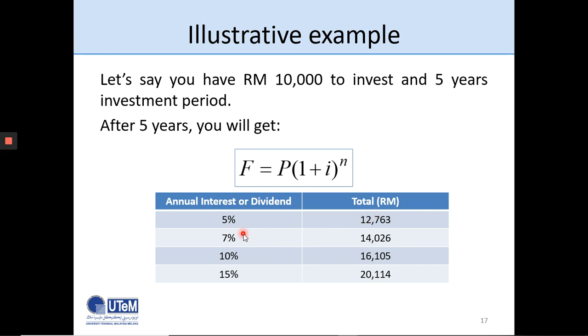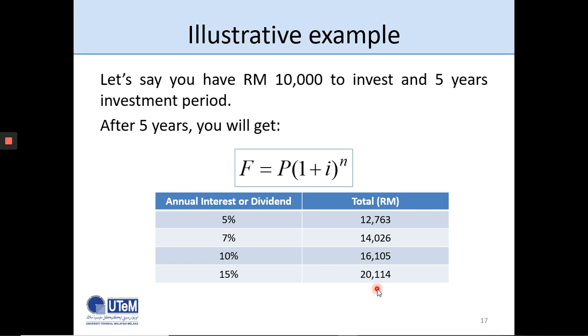Okay, if you can find an option where you invest and you can get interest of 10% per year, you're going to get 16,000. And if you are lucky enough to find an investment option of 15%, then by the end of 5 years, you can double your money from 10,000 to 20,000.